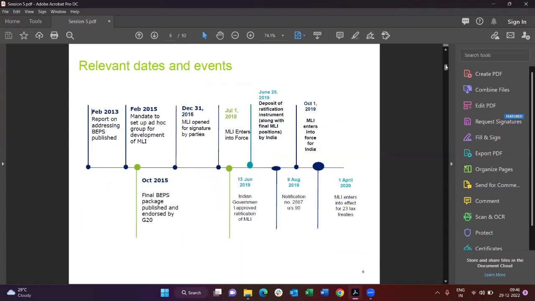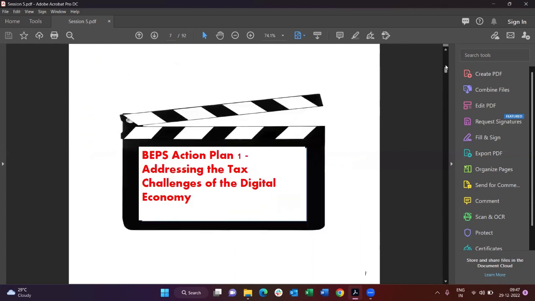So, relevant dates and events. The most important date is October 2015, because the BEPS action package was published and endorsed on this date. And after it, the MLI opened for signature. And for India, in October 2019, the MLI came into force. The BEPS drafting started in February 2013, and it took two years for them to draft the BEPS report. That is the BEPS action plan. So you will just see an overview of all the 15 action plans. The first one is addressing the tax challenges of the digital economy.